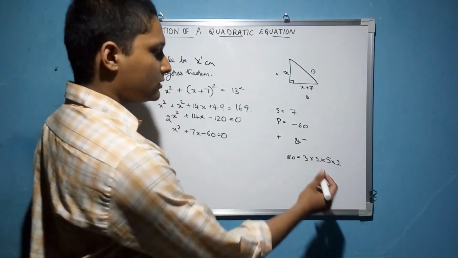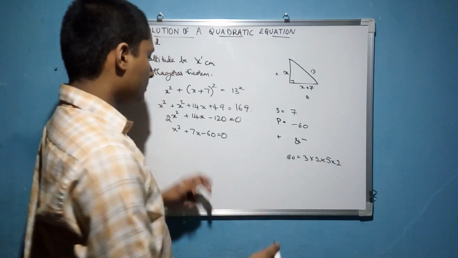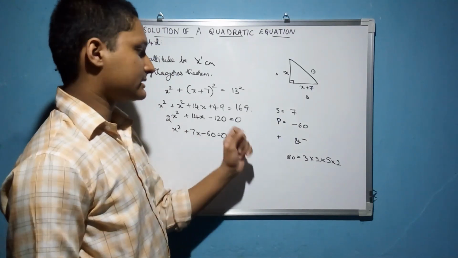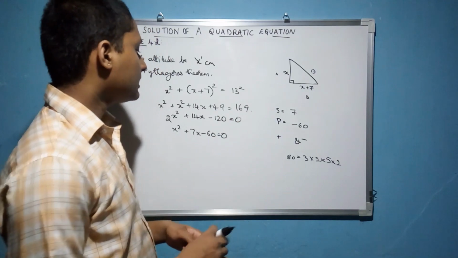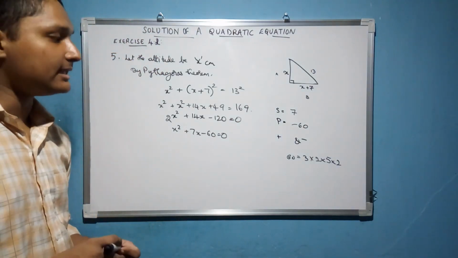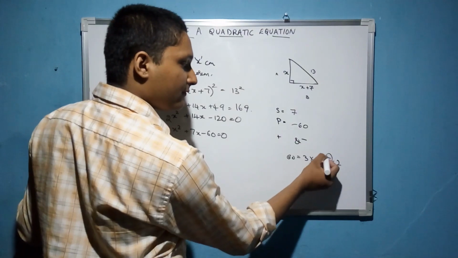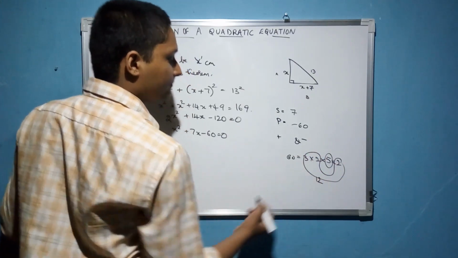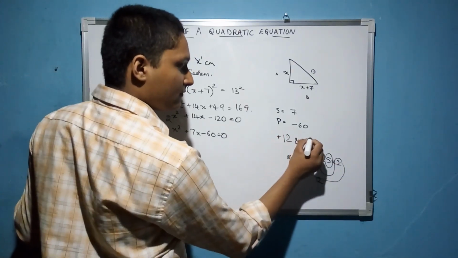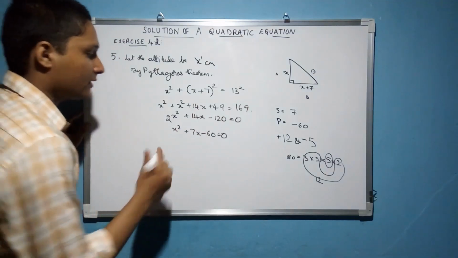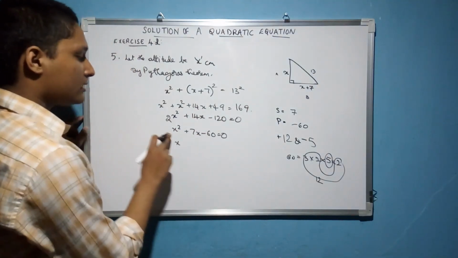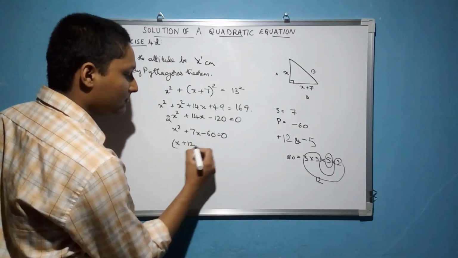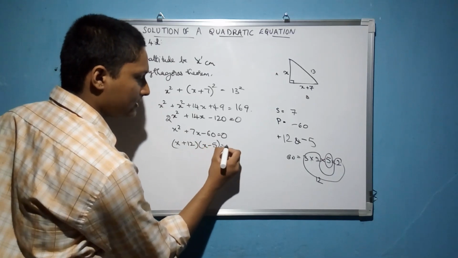Now we need the sum to be 7 and the product to be minus 60. One should be positive, one should be negative, same case. Now which are the two numbers that we need to select? We need to take 5 as one number and the other one is 2 into 2 into 3, that is going to be 12. One is 12 and one is 5. Since the coefficient of x is 1, I can directly write that it's x plus 12 into x minus 5 is equal to 0.